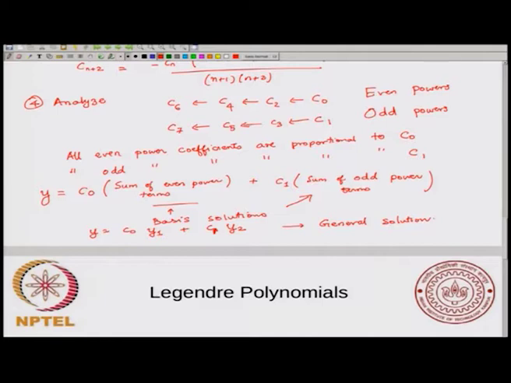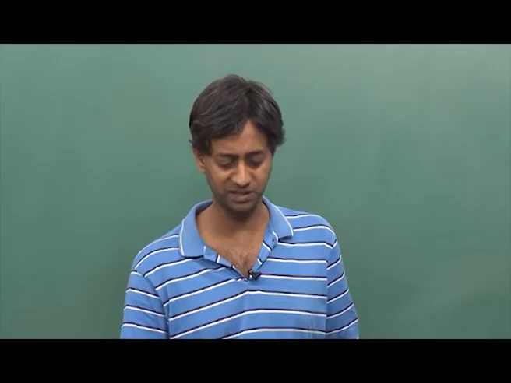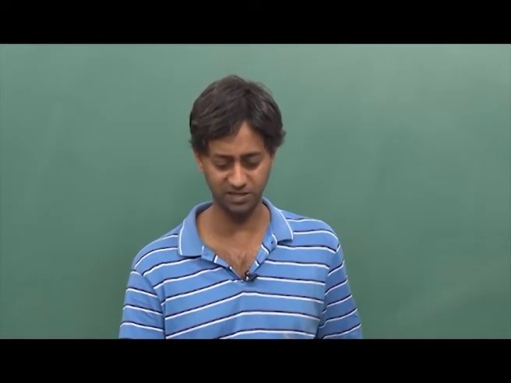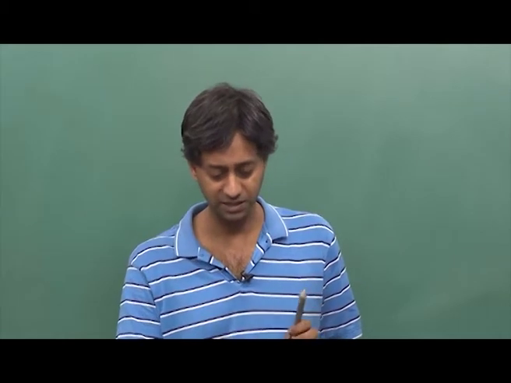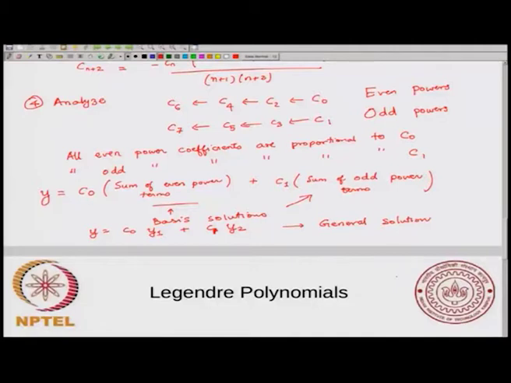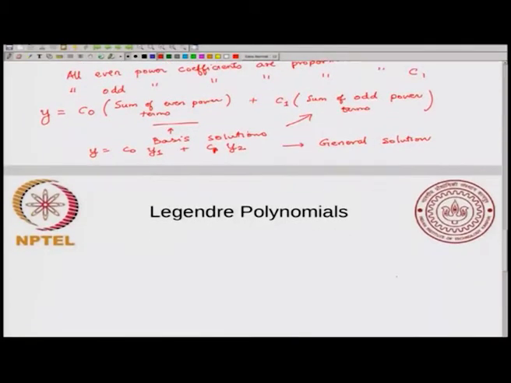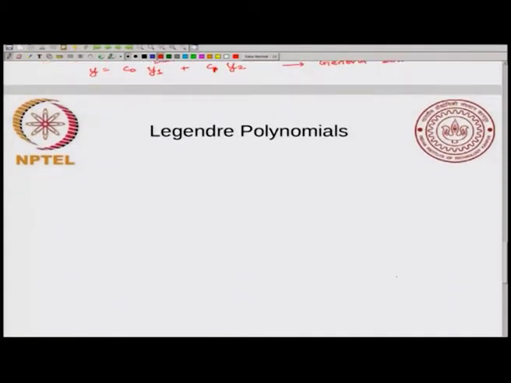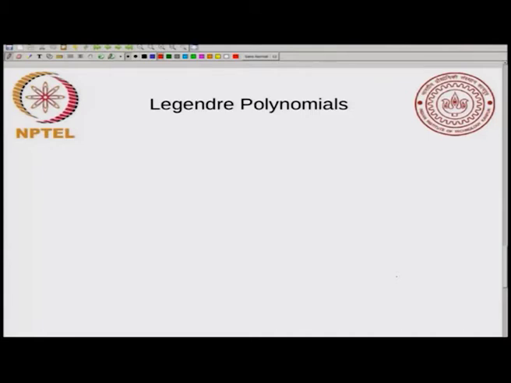Now we will analyze this a little more. In terms of the method, this is how you use the power series method, and C0 and C1 are two arbitrary constants, and essentially you are done. Now we will look at the properties of these general solutions, and this is where we will come across something called Legendre polynomials.